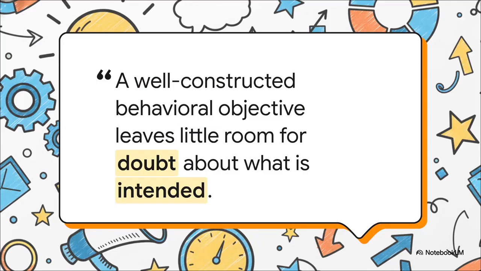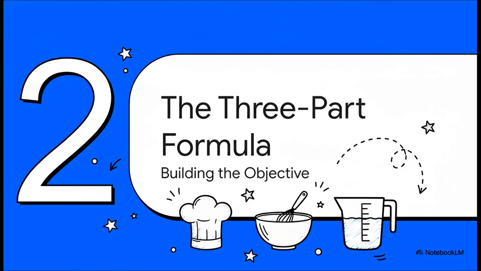And this quote just nails it. A well-constructed behavioral objective leaves little room for doubt. When a goal is written this well, everybody is on the same page. The teacher, an assistant, a parent, anyone can read it and know exactly what success is supposed to look like. There's just no guesswork. And the best part is that creating these super clear objectives isn't some complicated mystery. It actually follows a really simple 3-part formula. Honestly, you can just think of it like a recipe for the perfect learning goal.